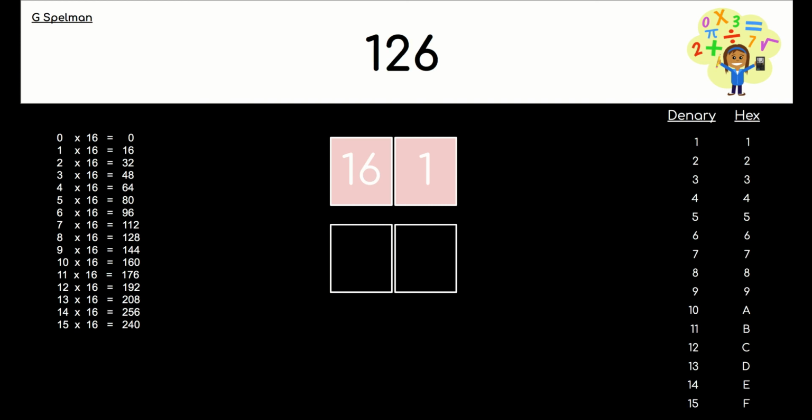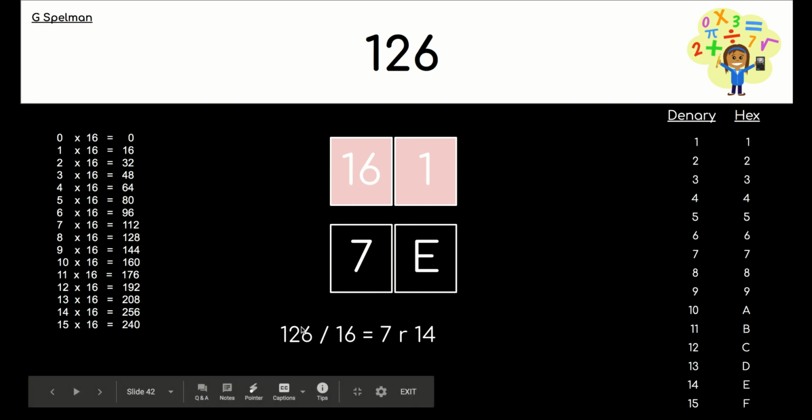Another one for you to have a go at, so pause the video if you need to. Okay, so how did you do? We divide 126 by 16, it gives us 7, remainder 14. So we put this 7 under the 16s, and we put the 14 as an E underneath the 1.